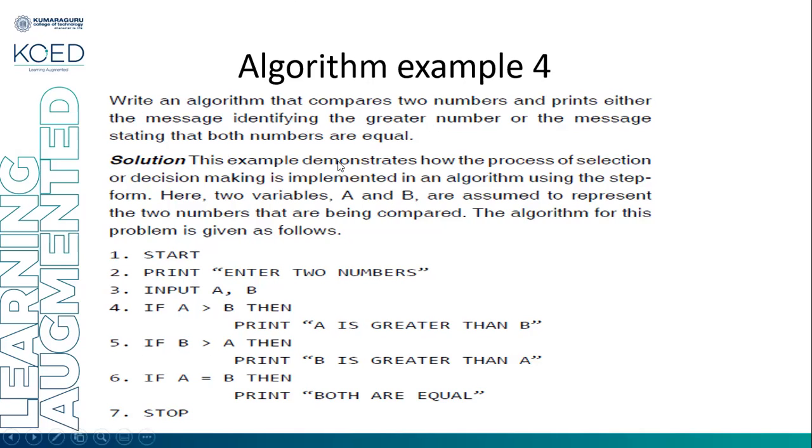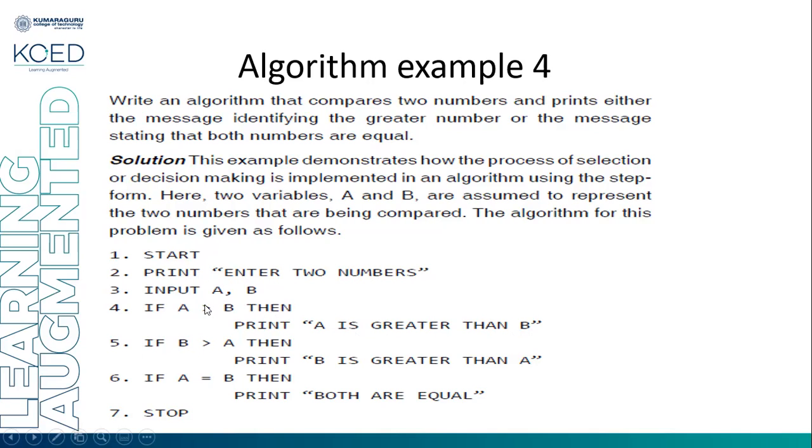Solution. This example demonstrates how the process of selection or decision making is implemented in an algorithm using step form. Here we have two variables, A and B, assumed to represent two numbers that are being compared. The algorithm for this problem is as follows. First is start, and ask the user: print enter two numbers. The user will enter two numbers that get stored in A and B. Input A and B. We check if A is greater than B, then print A is greater than B.